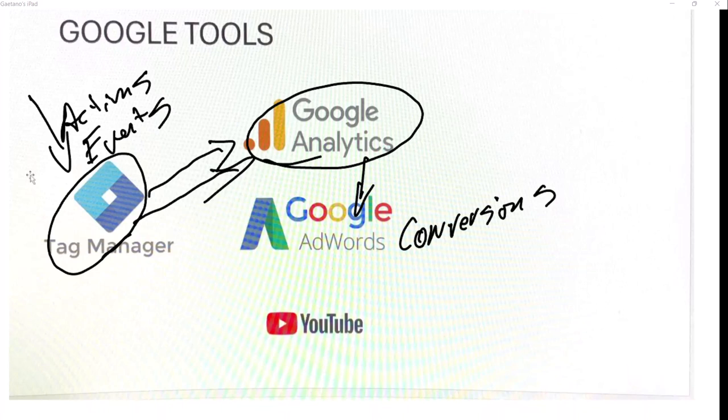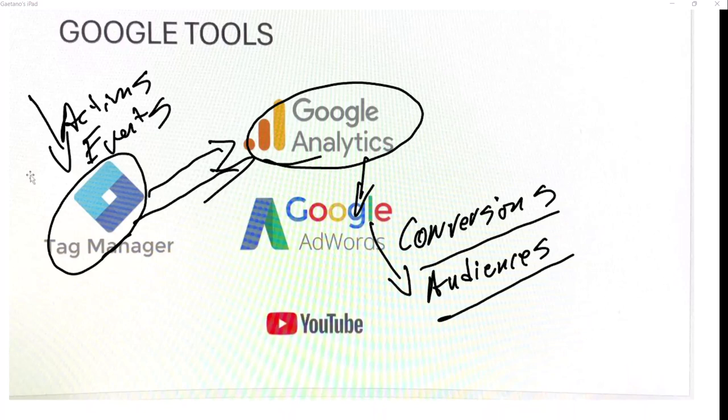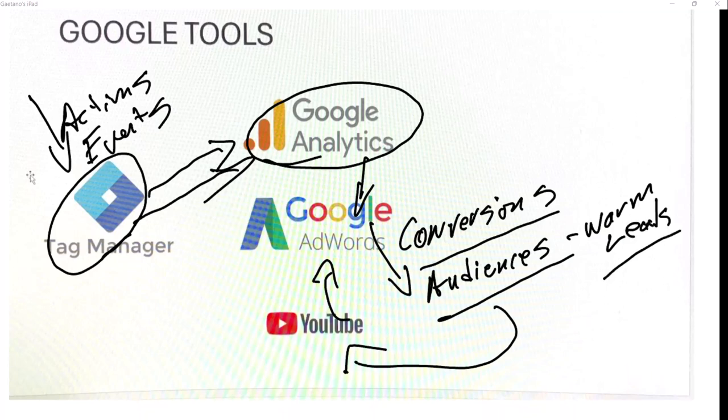And then you could take those conversions, or those actions that you sent to Google AdWords, and create audiences. An audience is people that came to your site or landed on your site or took action on your site that you can categorize, and then you can send them your YouTube videos and you can send them more AdWords because they would be considered warm leads. So that's a quick overview of how that works.